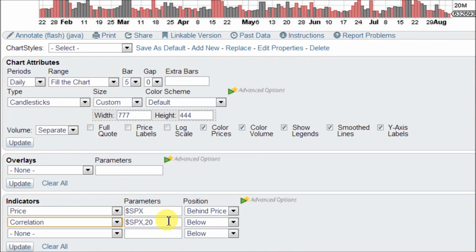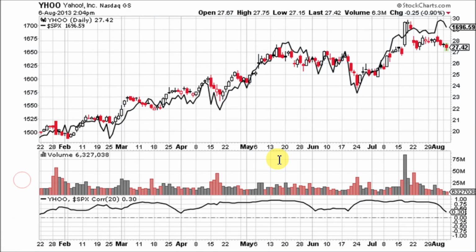Now let's scroll back down and load up the correlation coefficient. It is set at a standard 20-day look back period. We want it below the price. Go ahead and click update. And as you can see, anything above 0 shows a correlation in the movement. So this entire period on this chart, Yahoo was tracking the movements for the most part of the S&P 500. Right here it had a very strong correlation. The lines are almost exactly on top of each other.